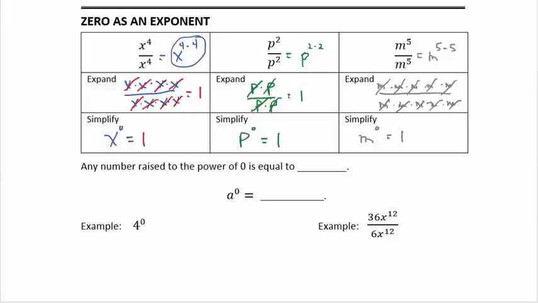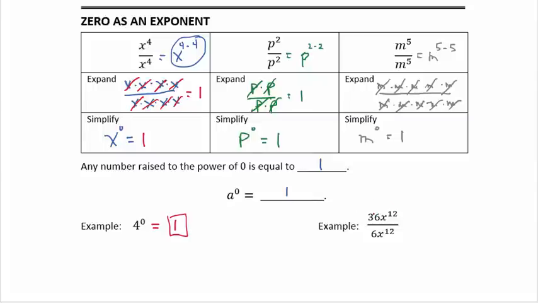Okay? So what we see by this rule is any number raised to the power of 0 is equal to 1. So a to the 0 is just 1. Anything to the 0 power is just 1. So in our example, 4 raised to the 0 power is just 1.